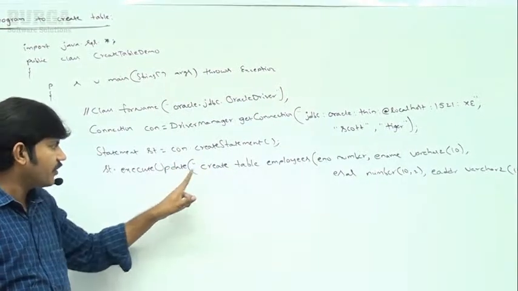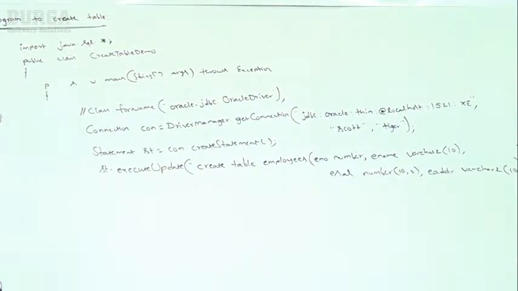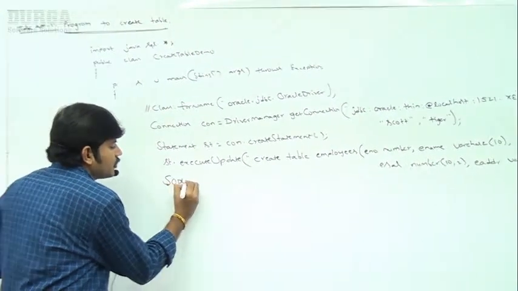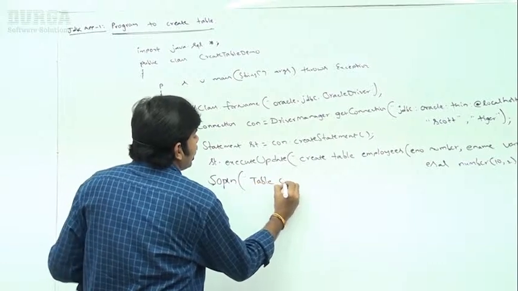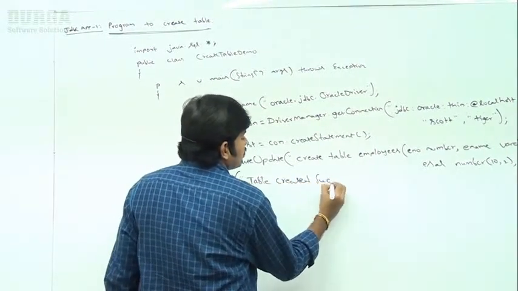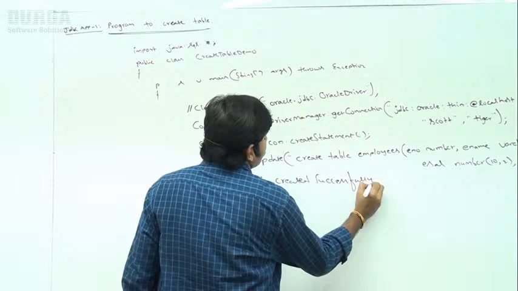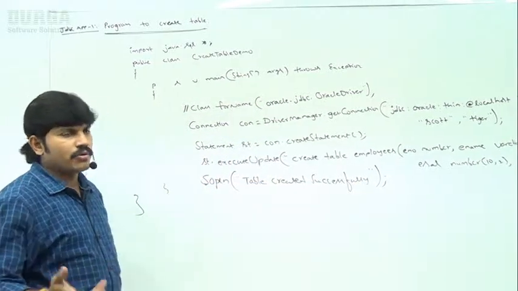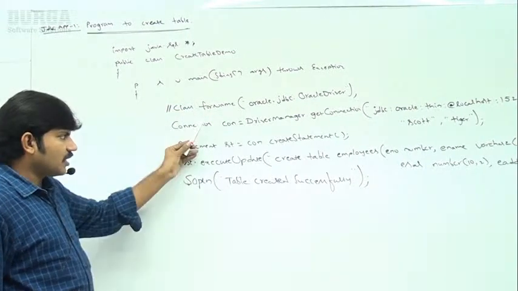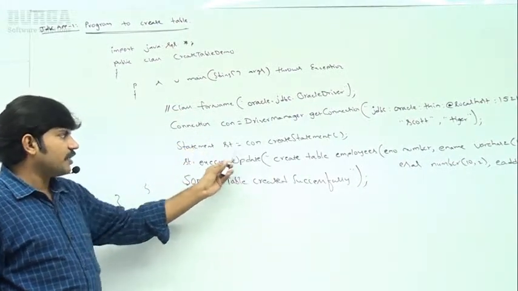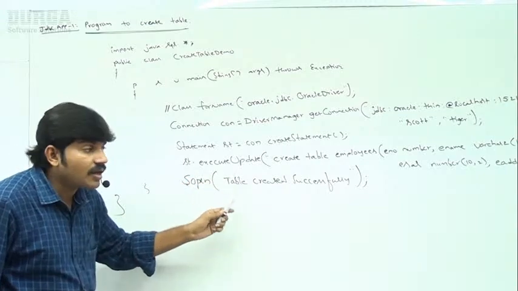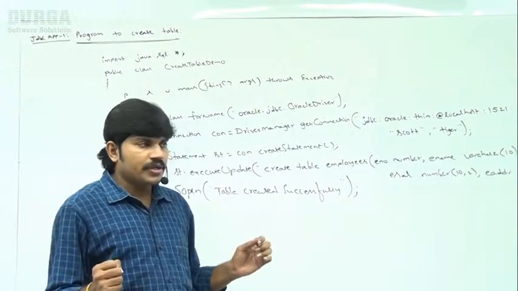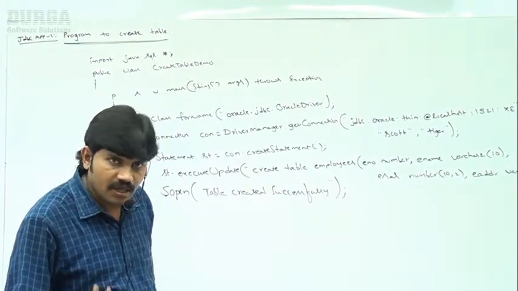Sir, this SQL query I am passing to the executeUpdate method. Now what do I have to do? Sir, print System.out.println "Table created successfully". That's all, sir. We are not required to write much code. Very simple. Class.forName, Connection con equals DriverManager.getConnection, next Statement st equals con.createStatement, st.executeUpdate. This is how you can create the employees table in our database. Are you able to understand, right?